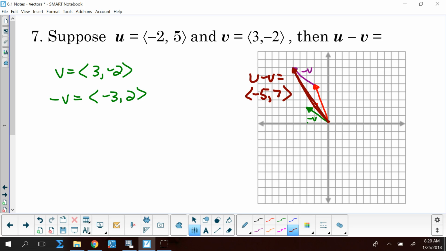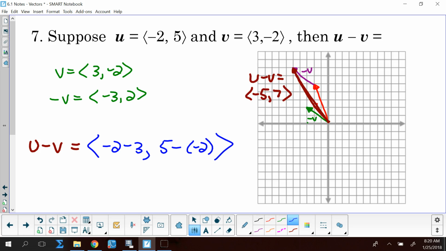Okay. What's the easier way? Subtract your x's and subtract your y's. So u minus v here is going to be negative 2 minus 3 and 5 minus negative 2, which is negative 5 and 7.